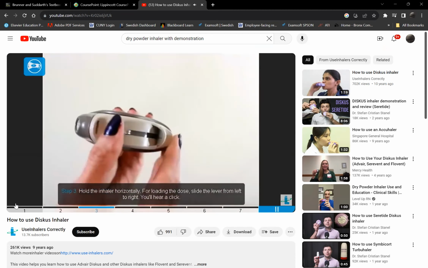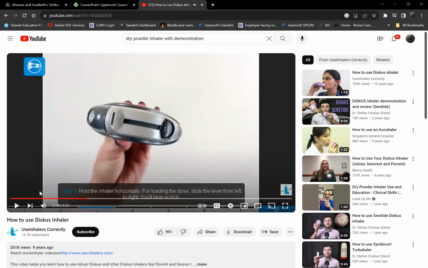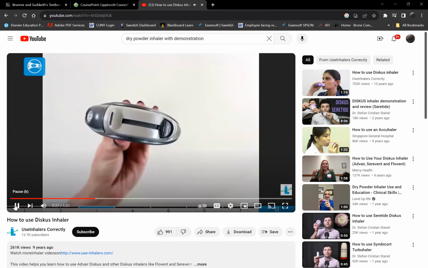Hold the inhaler horizontally. For loading the dose, slide the lever. So she slid the lever, and it punctured the exposed capsule right here in front of the mouthpiece. Now, the instruction said hold it horizontally because what will happen? It's powder. So if I tilt it downwards, the powder will drop to the floor. Now you have no more medication, right? So once you cock it, hold it horizontally, because again, if you tip it, the powder will drop on the floor. From left to right, you'll hear a click.